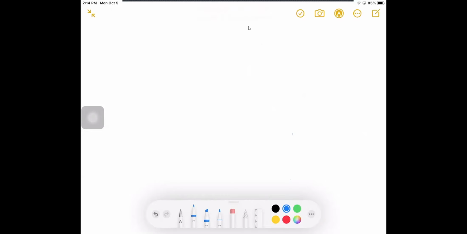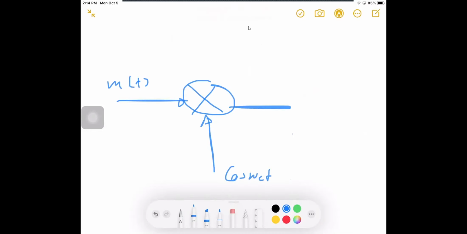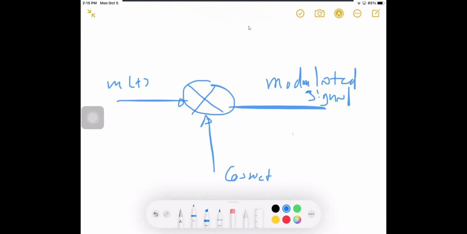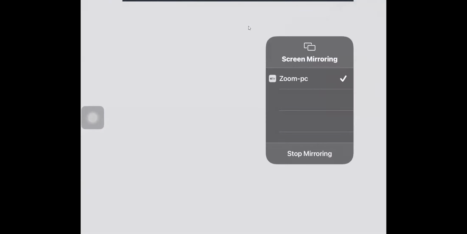Modulation can easily be considered as a multiplication process. Here we have the message signal m of t, and it will be multiplied by cosine omega c t to get the modulated signal. This represents the modulated signal. So modulation means multiplication in the time domain. Up to now we have talked about the basic operations of the DSP.